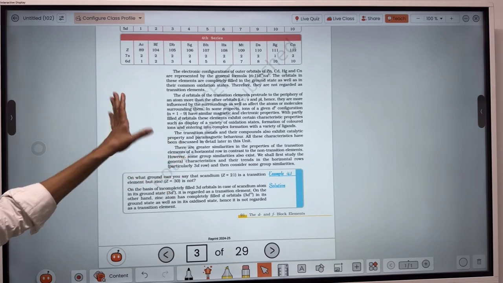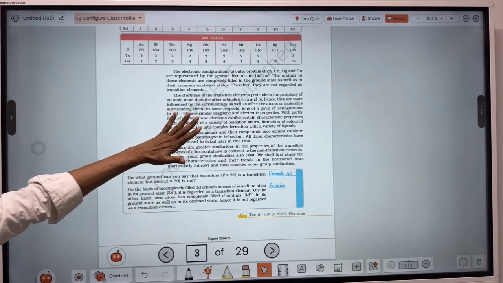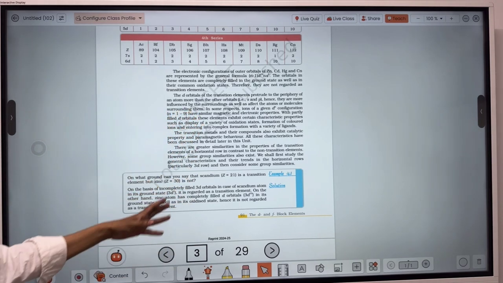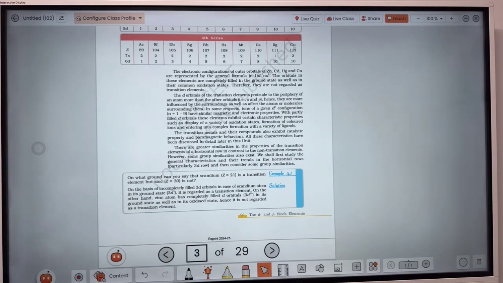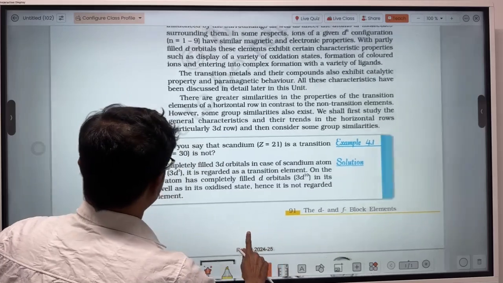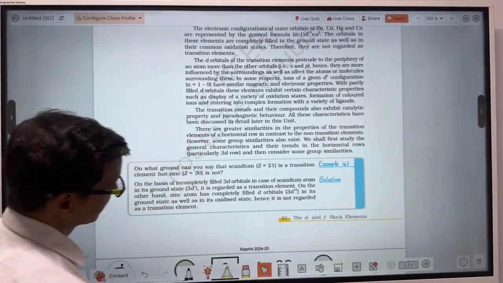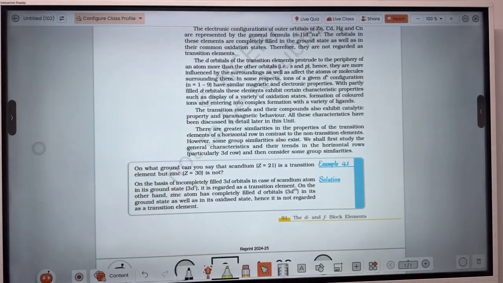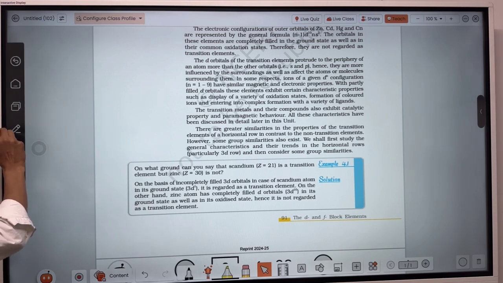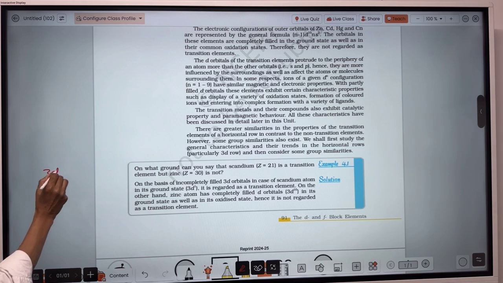The remaining concepts related to this, I have already given you. Now let's see this question. I have already told you how scandium is a transition metal, because scandium contains an incomplete d orbital. The outermost electronic configuration of scandium is 3d1 4s2. So d-block elements contain incomplete d orbitals. That's why scandium is a transition metal.